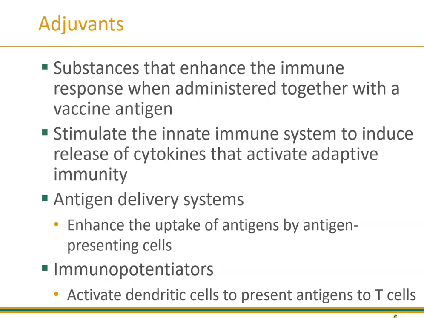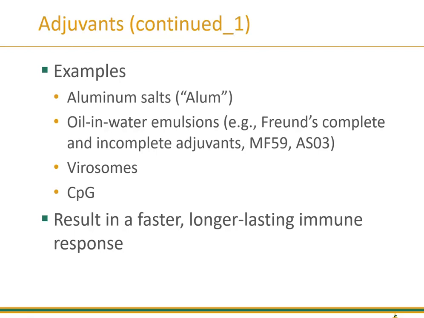Also, it will help with the antigen delivery system, so it enhances the uptake of the antigen by the antigen-presenting cells that are out there, for instance the dendritic cells. It will activate dendritic cells to help present those to the T cells, which will then get further on into activating the B cells. Some examples of adjuvants out there are aluminum salts, oil and water emulsions, Freund's complete and incomplete adjuvant, and you can see other ones listed there. Virosomes.